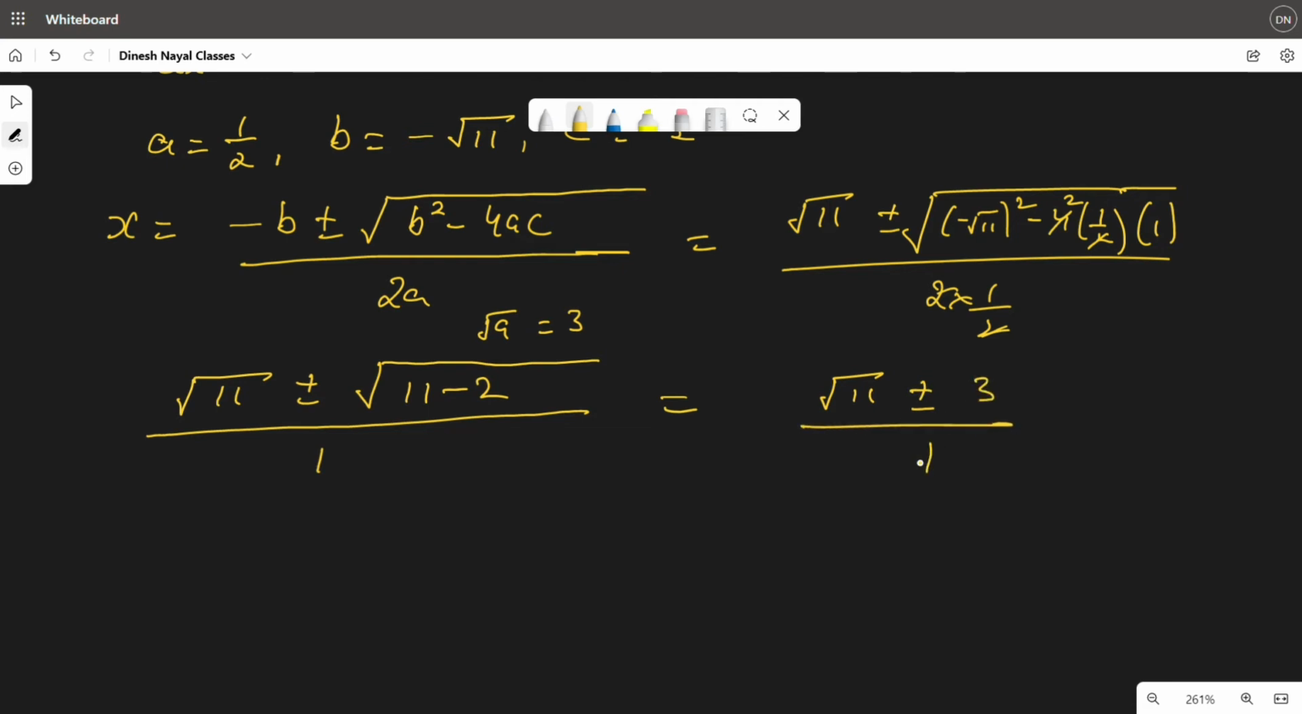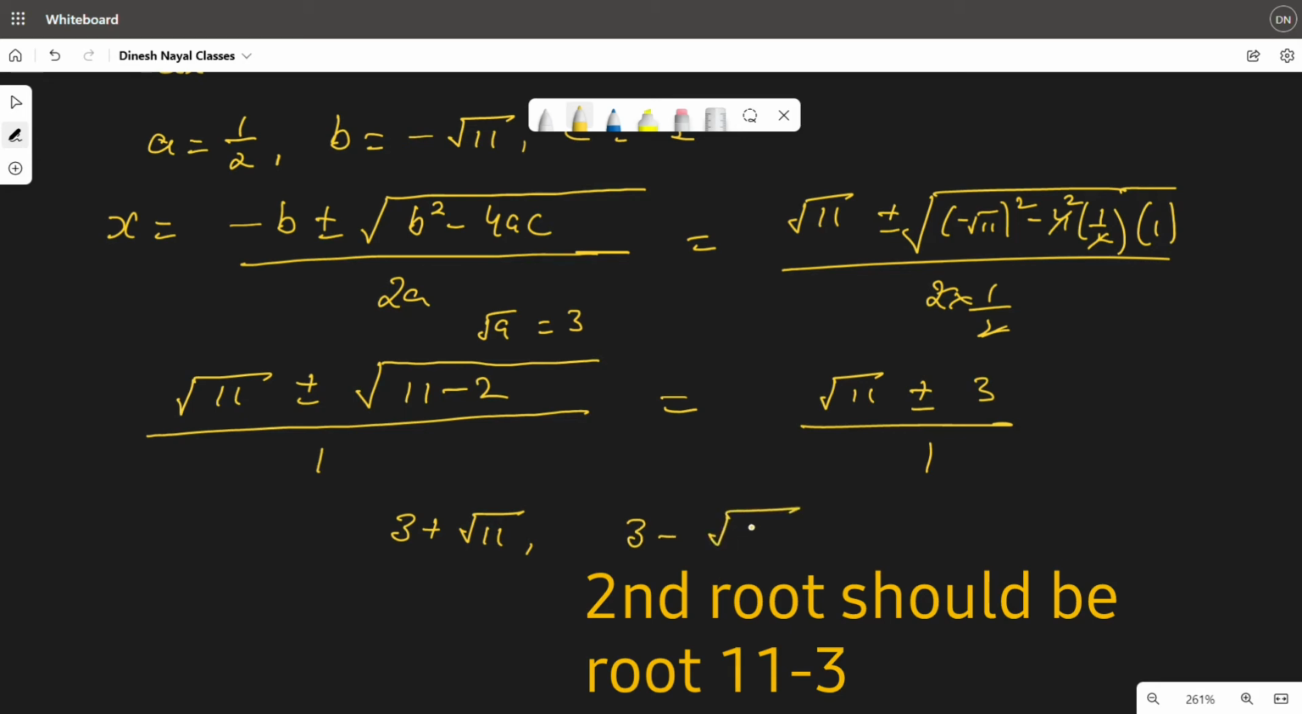So the two roots will be root 11 plus 3, or you can write 3 plus root 11 and 3 minus root 11. So these are the two roots of the given equation.